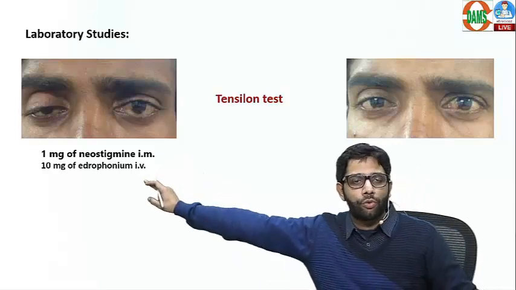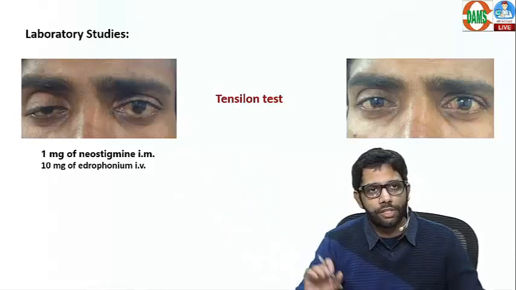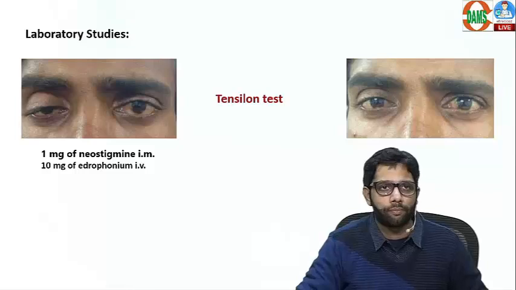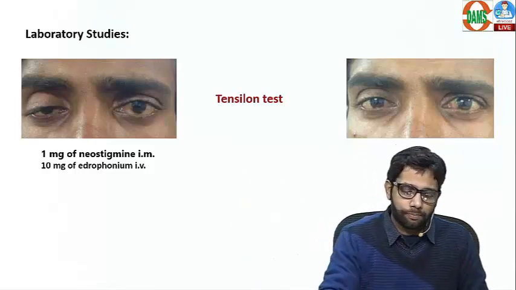First give 2 milligram of edrophonium. If the patient is okay, then you push 8 milligrams. If the patient is having some problem after 2 milligram, give atropine. So atropine has to be kept as a safety in tensilon test.